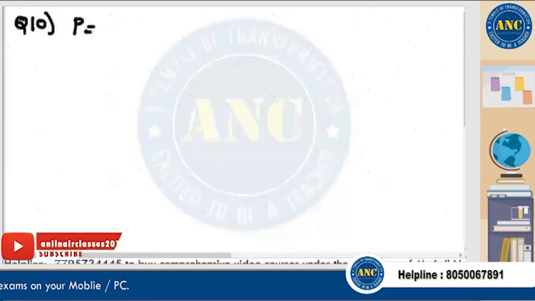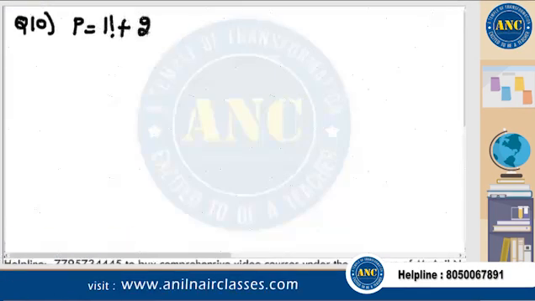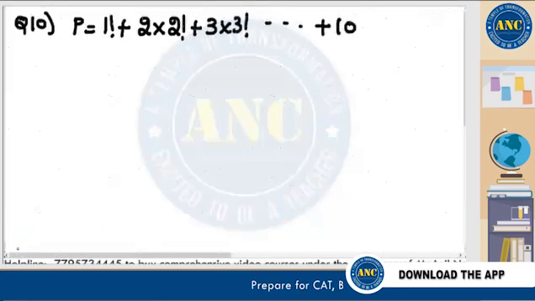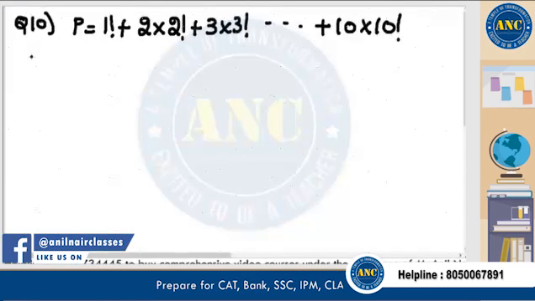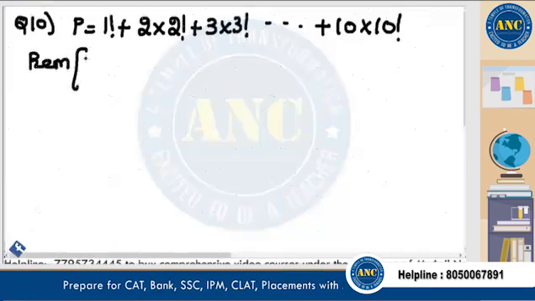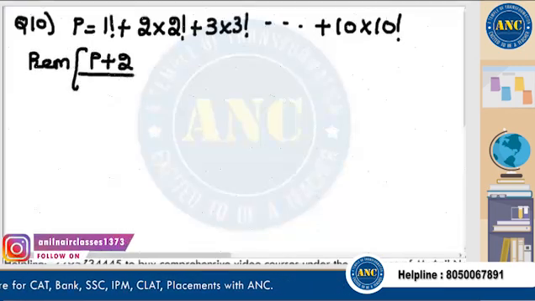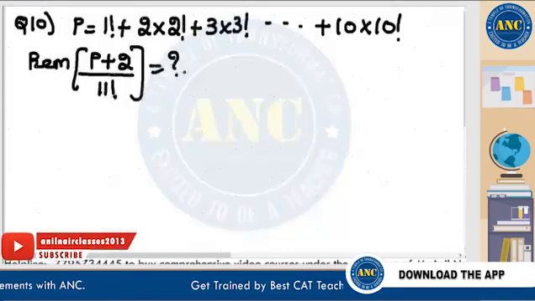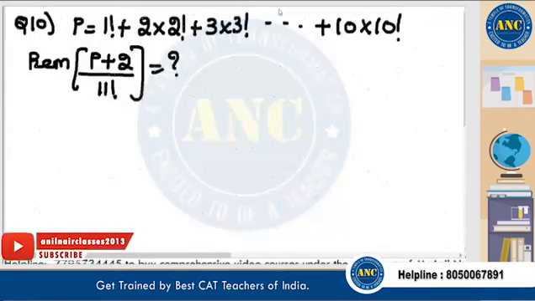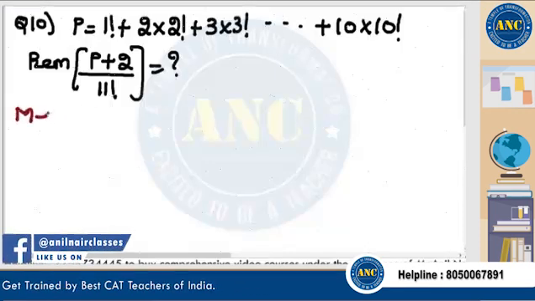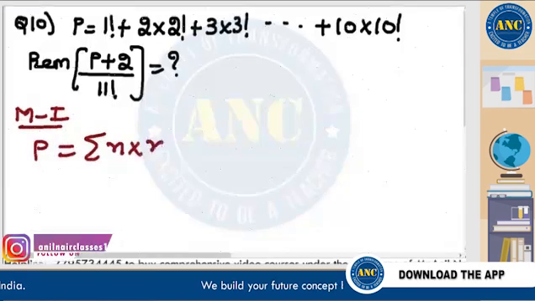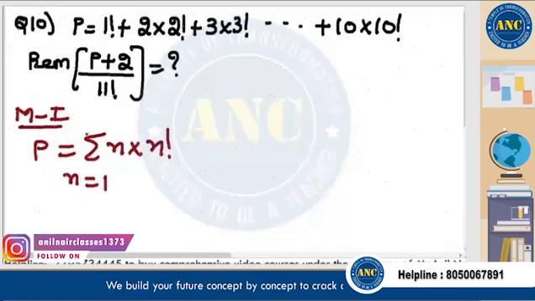And a CAT question. P is equivalent to 1 factorial plus 2 into 2 factorial plus 3 into 3 factorial and so on up to 10 into 10 factorial. Question is, the remainder when P plus 2 is divided by 11 factorial. This question I have seen many students solving like this: P is nothing but summation n into n factorial, n equals 1 to 10.